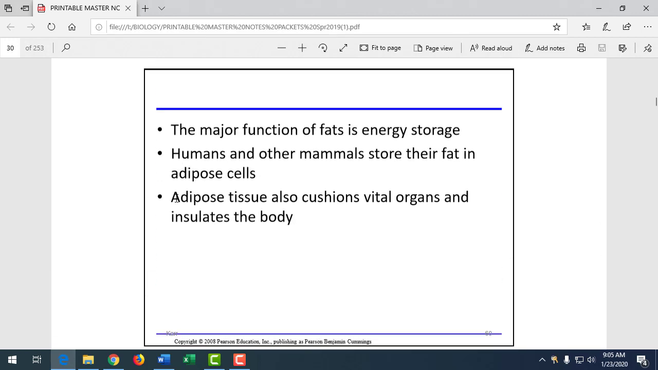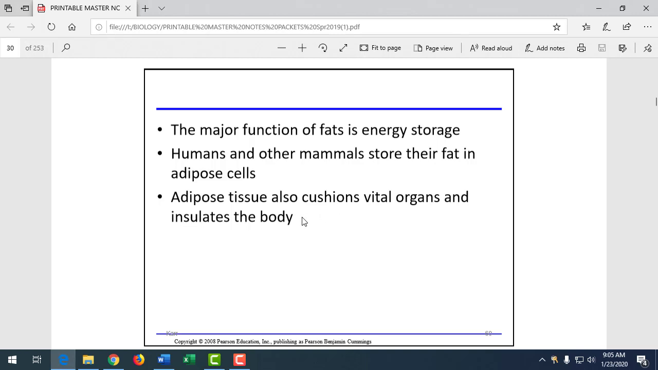So again, fat storage, long-term energy fat storage, also insulation. That's not listed here, but insulation is important. Animals that live in cold climates rely on their fat for insulation, and also cushioning our vital organs.